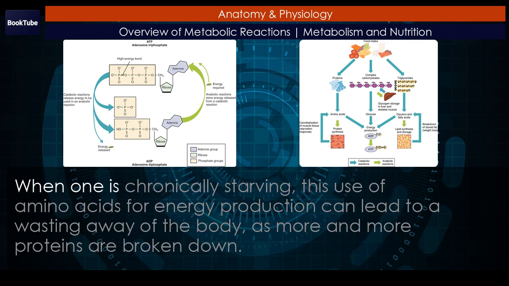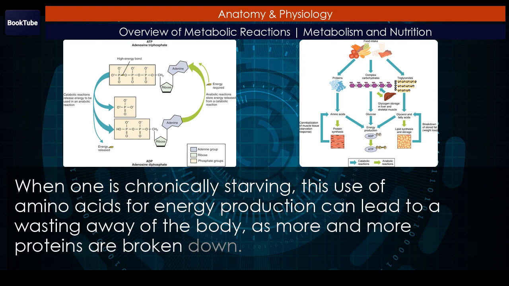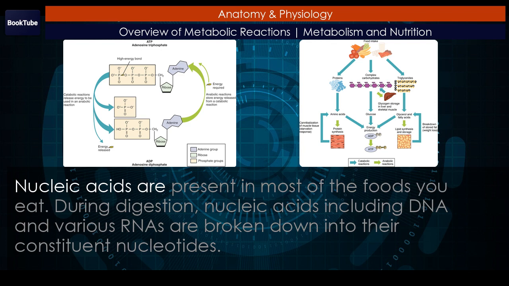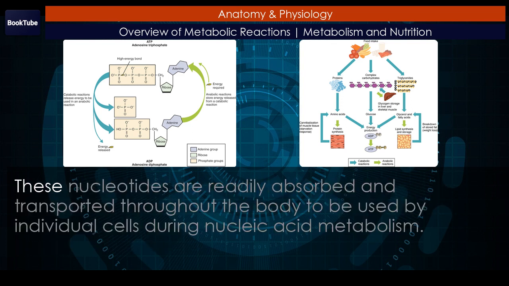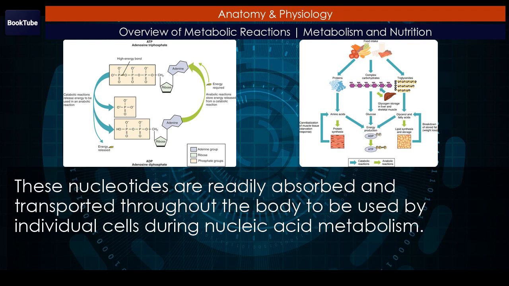Amino acids can be used as building blocks of new proteins or broken down further for the production of ATP. When one is chronically starving, this use of amino acids for energy production can lead to a wasting away of the body as more and more proteins are broken down. Nucleic acids are present in most of the foods you eat. During digestion, nucleic acids including DNA and various RNAs are broken down into their constituent nucleotides. These nucleotides are readily absorbed and transported throughout the body to be used by individual cells during nucleic acid metabolism.